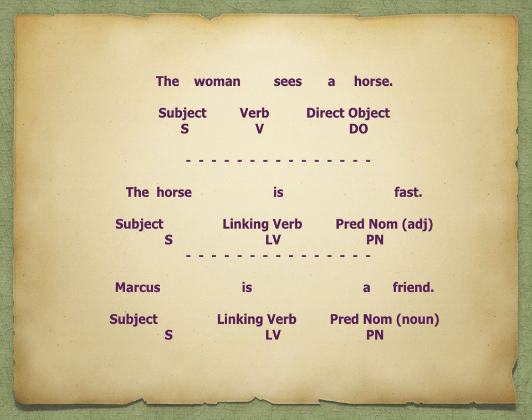When we have Marcus is a friend, again we have is as a linking verb. Marcus is the subject of the verb. And here we have friend as the predicate nominative. This time the predicate nominative is a noun.